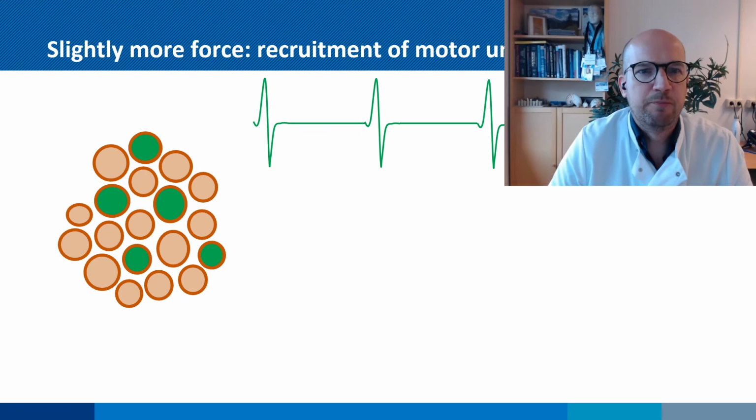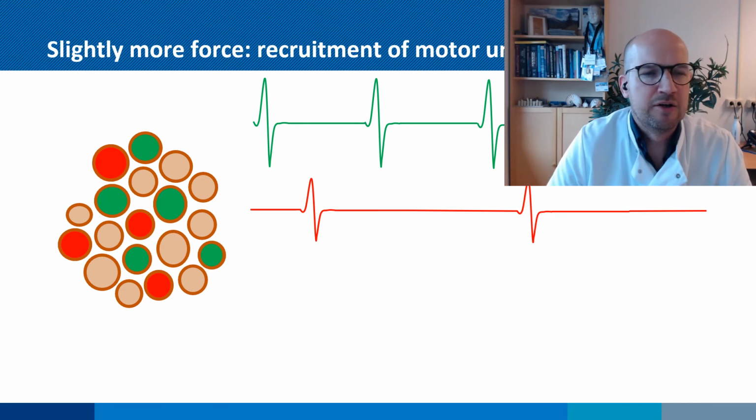When more force is applied, two things happen. The firing rate of the green motor neurons increases to 10 Hz, and another motor unit, in this case the red team, becomes active and starts firing at 5 Hz. Unfortunately, our current equipment does not allow us to see these different motor units color-coded. As a clinical neurophysiologist, I really hope it would, but it's a bit more difficult than that, because what we see is the black line.